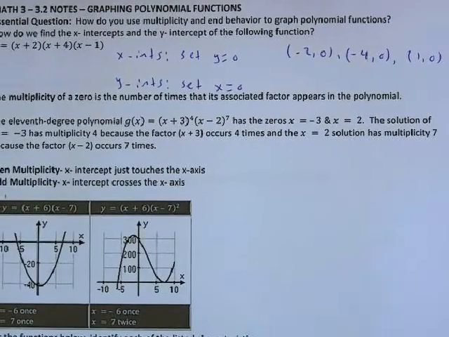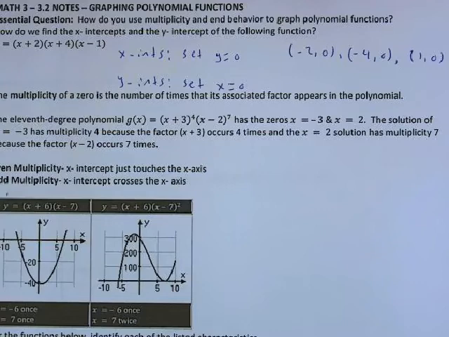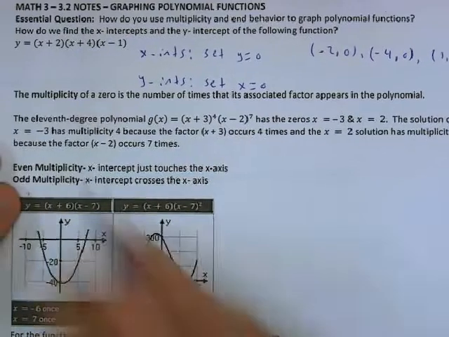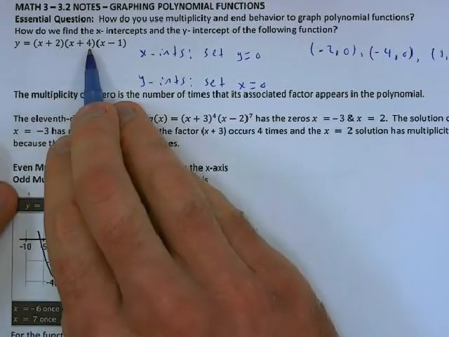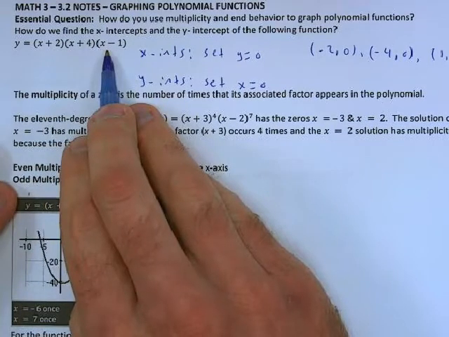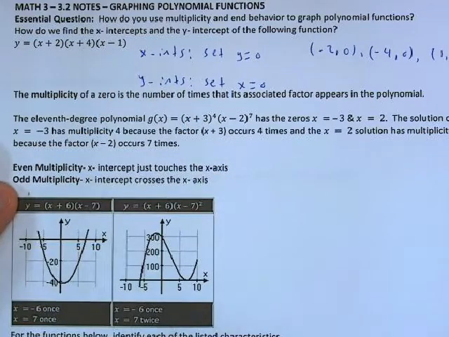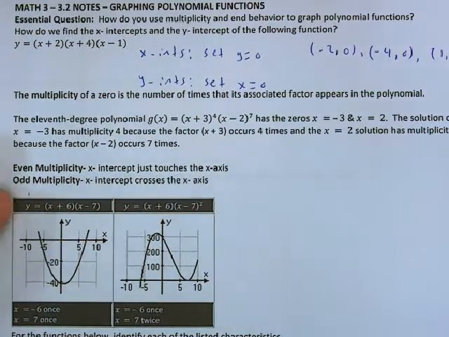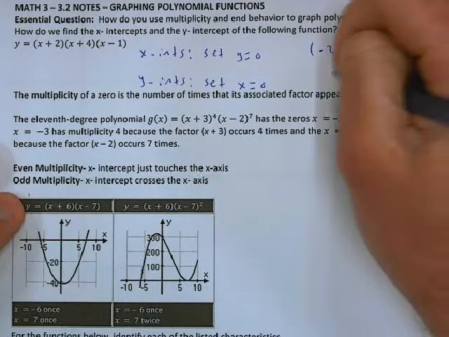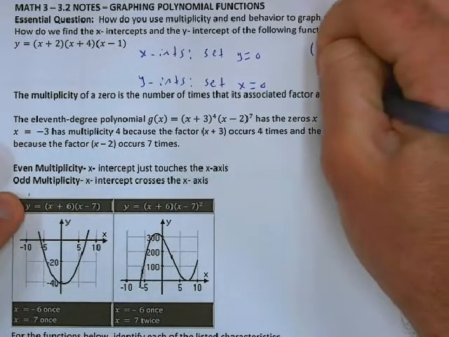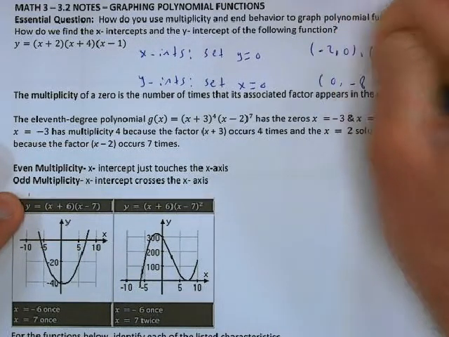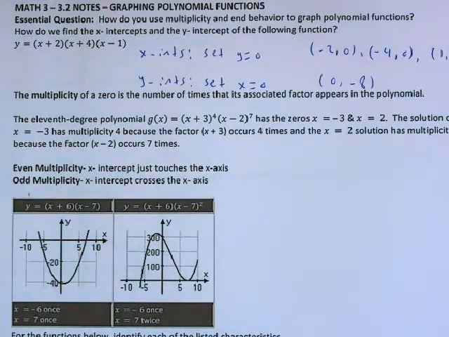Okay. Next, what is our y-intercept going to be? Well, if I plug in x is 0, I get 0 plus 2 is 2, 0 plus 4 is 4, and 0 minus 1 is -1. So multiply these numbers. 2 times 4 is 8, times -1 is -8. So then we get the point (0, -8). Okay, and that would be our y-intercept for that function. Okay. We're going to use this stuff to graph in just a little bit.